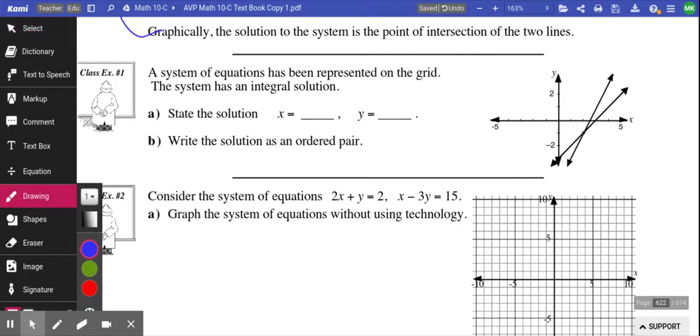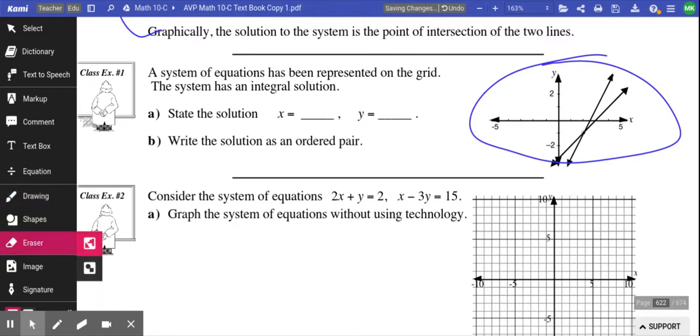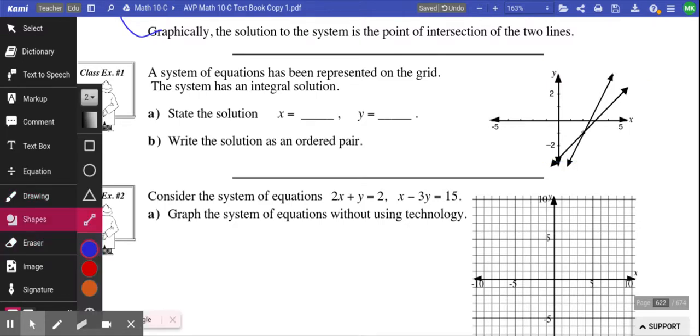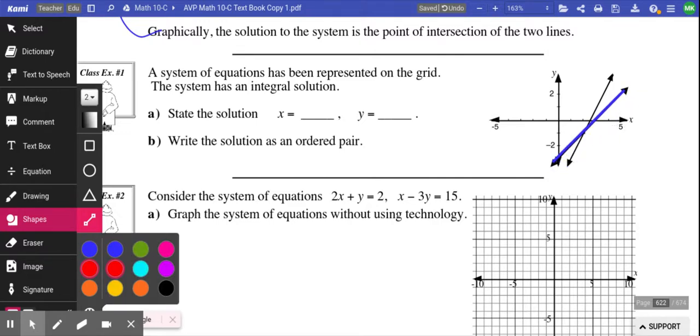Example 1. A system of equations has been represented on the grid. If you look over here, there's a system of equations. I know there's a system of equations because there are 2 lines, right? I have 1 line right here, my blue line, and I have 1 line right here, my red line. That makes this a system of equations because there are two lines being considered at the same time.